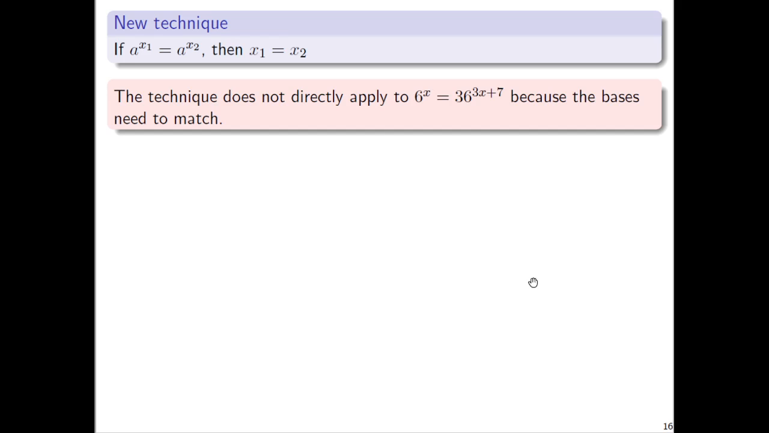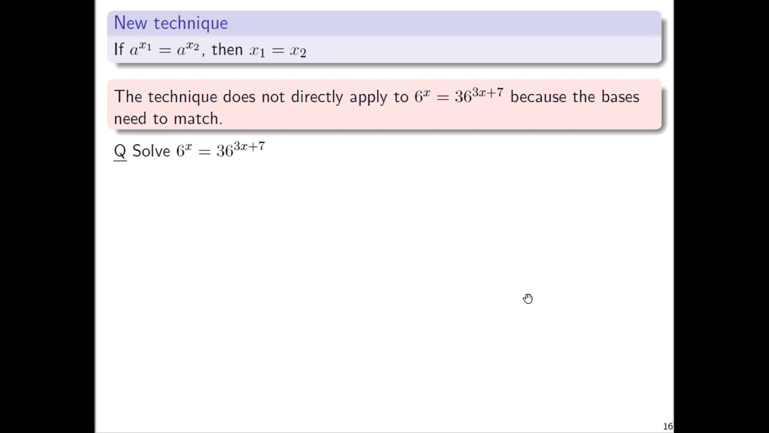Now, even though both sides are the form base to an exponent, base to an exponent, it doesn't apply because we need the bases to match. But we don't have matching bases. We have a base of 6, and the other base is 36. So we're going to have to do something first.